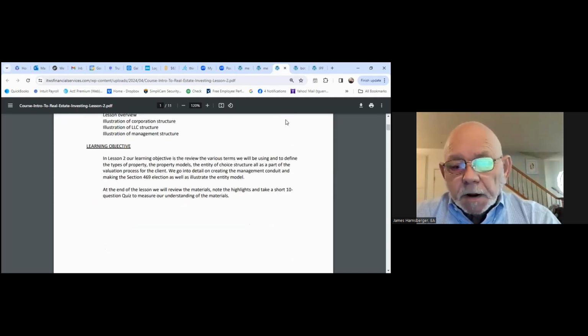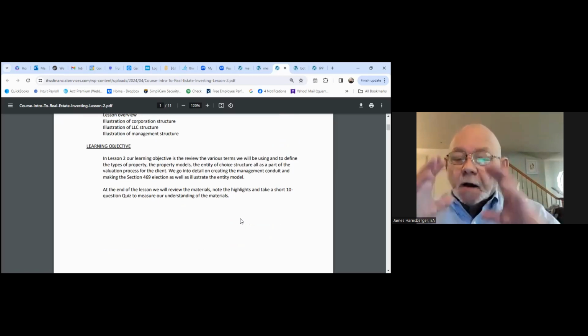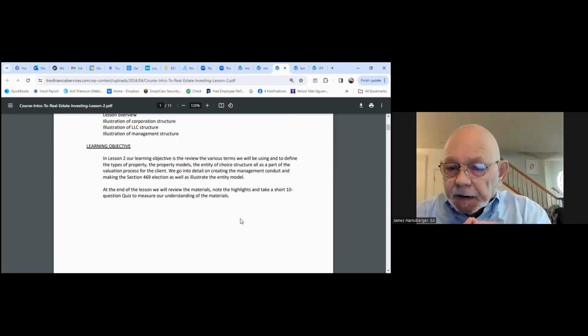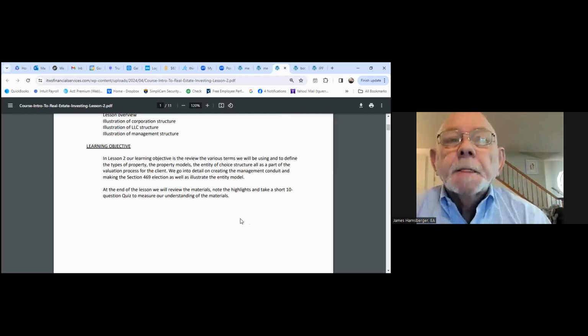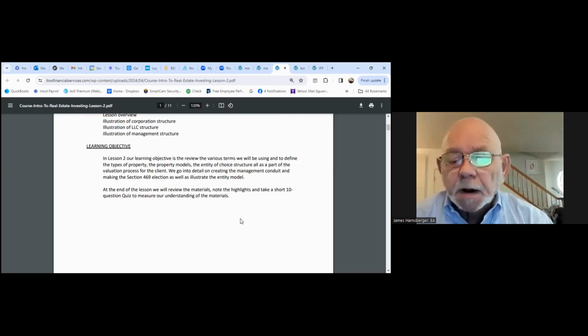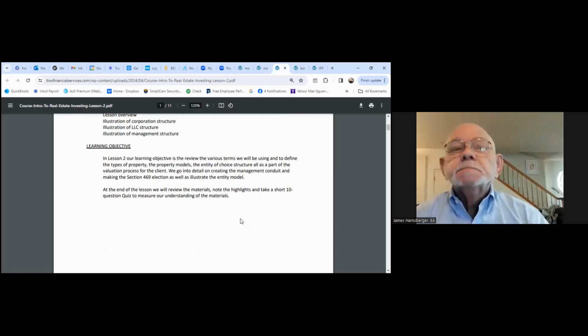So in our learning objective, basically, it's really designed to define the types of property, the types of modeling, and the entity of choice and how that structure would be set up, and then how to make certain tax elections. For example, I'll talk a little bit about the Section 469 grouping election and why that's a significant part of your overall planning strategy in terms of your real estate investing. At the end of the day, the purpose of investing your capital is to get a return on that capital while you're managing the risk exposure of investing the capital.